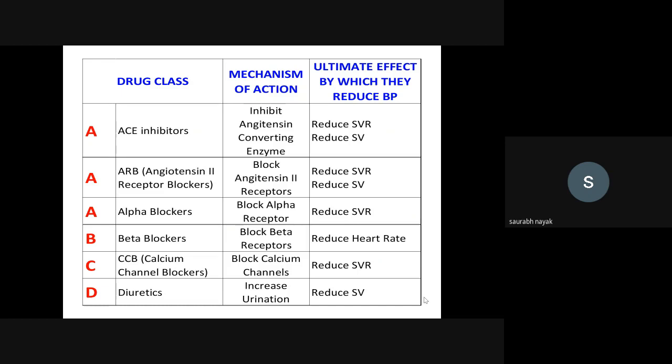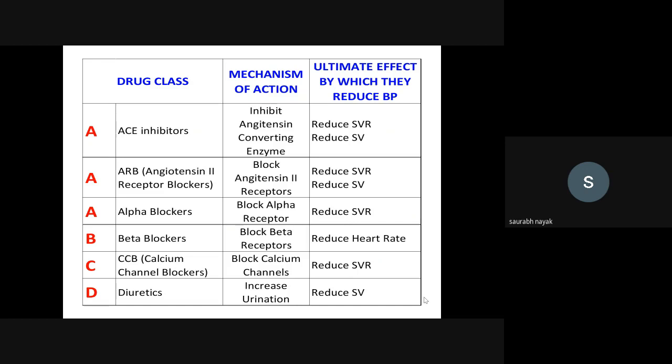Now, calcium channel blockers. The calcium channel blockers block the calcium. So, what is the main role of calcium? If we prevent calcium from entering the heart muscles, then the force of contraction will be greatly reduced and the vessels will also relax. So ultimately, they will be reducing the force of contraction of the heart and also systemic vascular resistance.